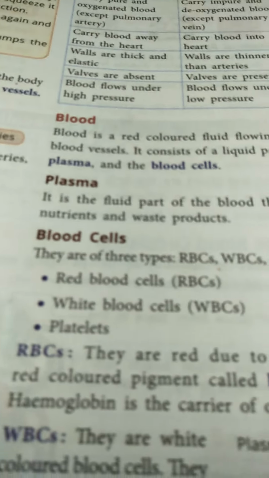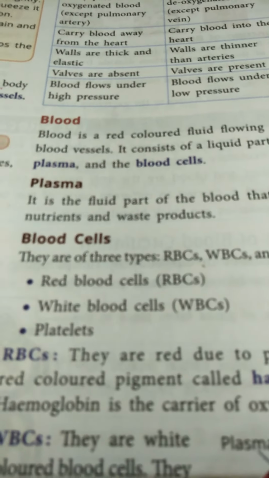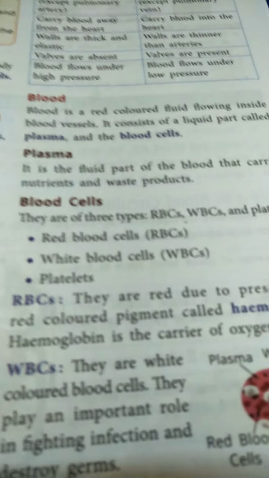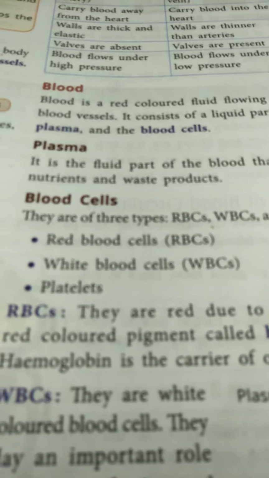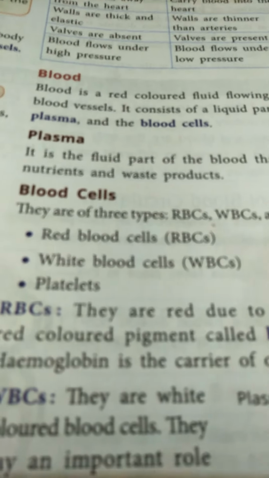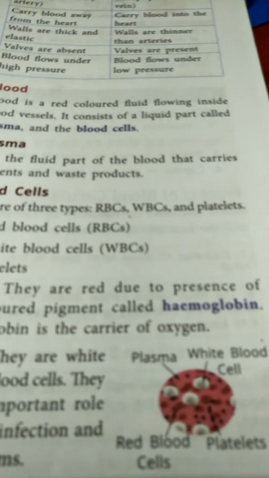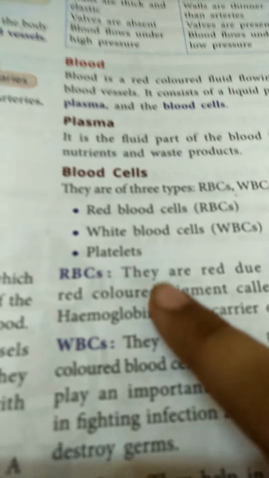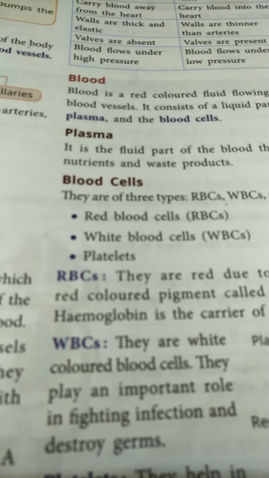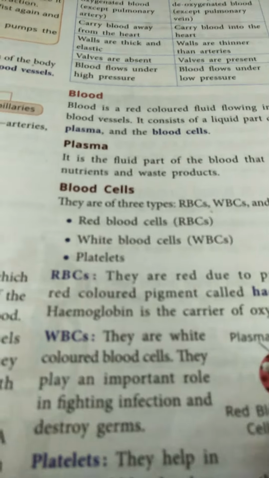Plasma is the fluid part of the blood that carries nutrients and waste products. Blood cells. There are three types of blood cells: RBCs, WBCs, and platelets. In the bullet points it has written red blood cells, which are known as RBCs, white blood cells known as WBCs, and platelets.